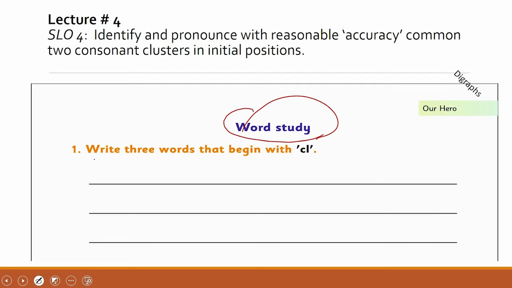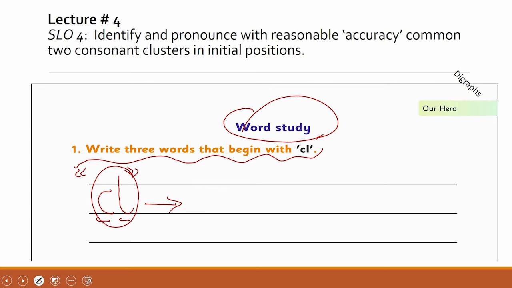Word study. Write 3 words that begin with the sound kl. The sound k, as in cat, and the sound l, as in lamp, come together to sound one: kl. Using this initial sound kl, we can make many words.